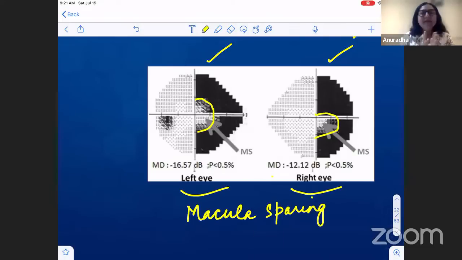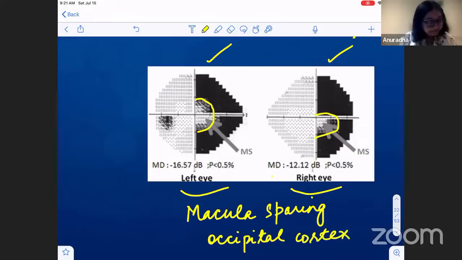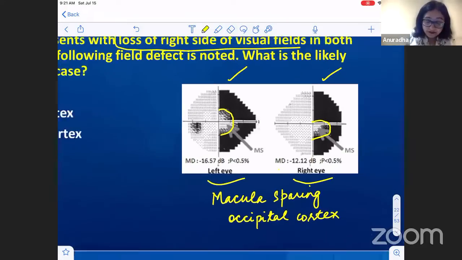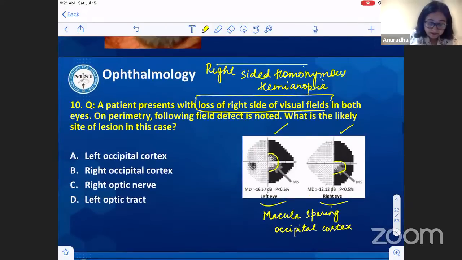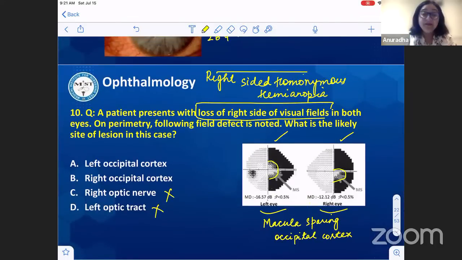Homonymous hemianopia without macula sparing is seen in optic tract lesions. With macula sparing, it is seen in the occipital cortex. When the defect is macula sparing, it is seen in occipital cortex lesions, beta. So choices D and C are ruled out. We are not looking at an optic tract lesion or an optic nerve lesion. The lesion has to be occipital cortex.